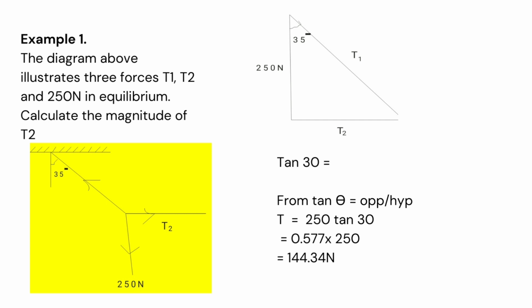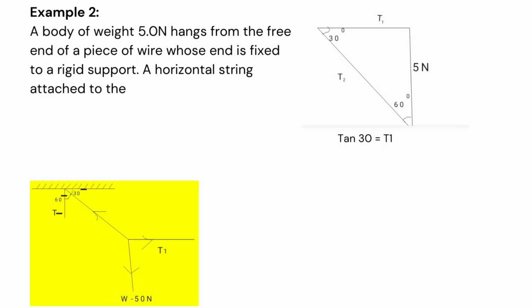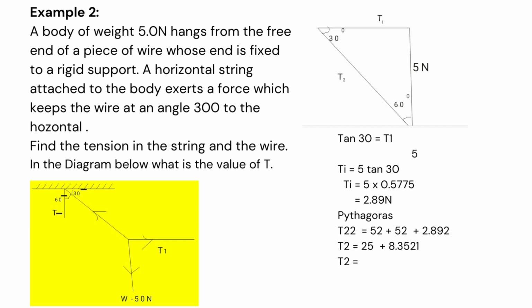Question 2. A body of weight 5.0 hangs from the free end of a piece of wire whose end is fixed to a rigid support. A horizontal string attached to the body exerts a force which keeps the wire at an angle 30 degrees to the horizontal. Find the tension in the string and the wire in the diagram below.